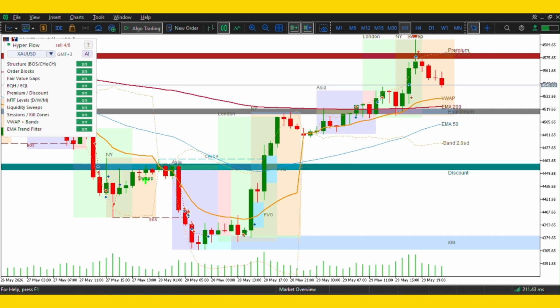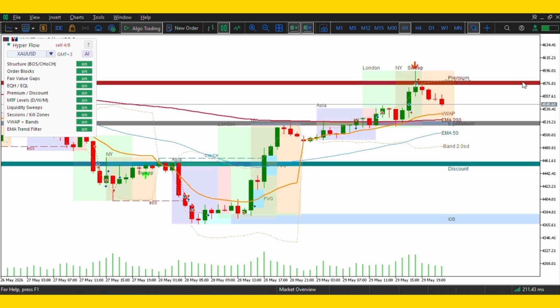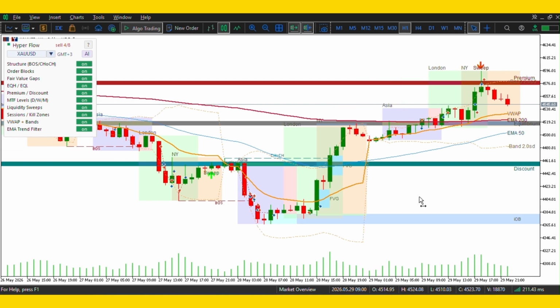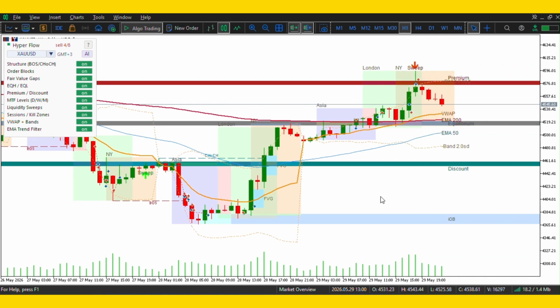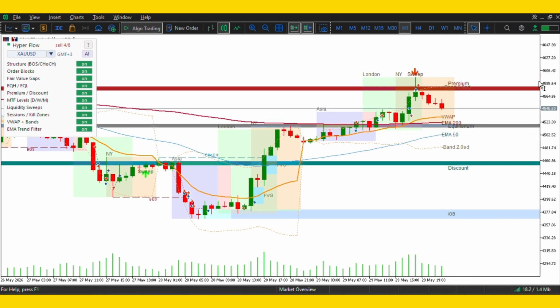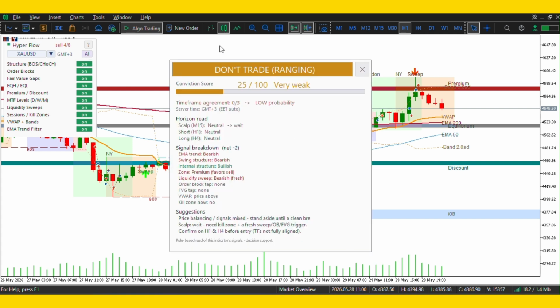This premium zone can act as support or resistance. Notice the recent liquidity sweep detected by the indicator. So we already have one confirmation. The market is currently showing sell-side pressure. But before making any decision, let's confirm it using the AI button. The AI suggests staying out for now because the market is ranging. However, the liquidity sweep still creates a possible sell opportunity.